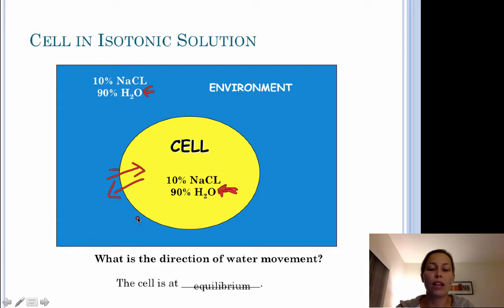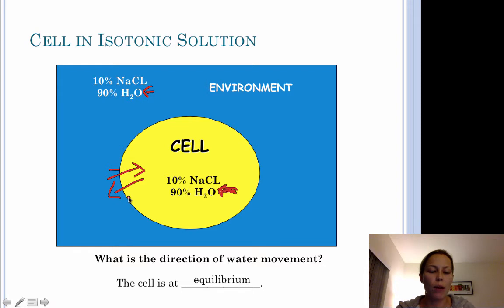So the cell is what we call at equilibrium, because the water in the environment and the water in the cell are equal to each other. Even though water is moving constantly into and out of the cell, the cell is happy. So it's going to stay stable, if you will.